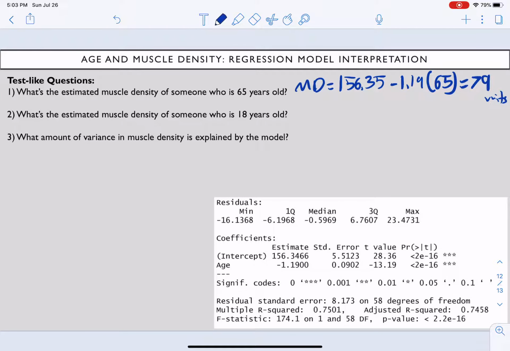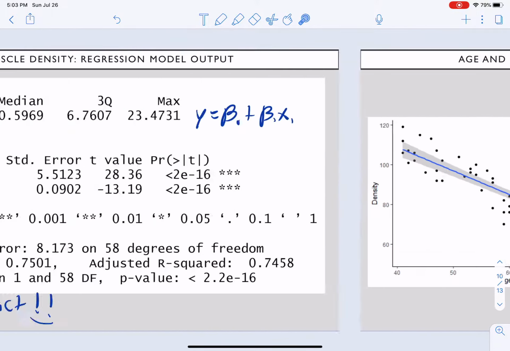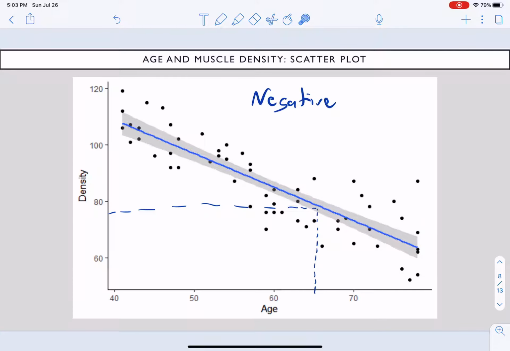So our predicted value, our estimated value for someone who's 65 years old is a muscle density of 79, okay? What would the estimated muscle density be for someone who's 18 years old? Okay, well, here's the deal. We could go in here and plug in 18 instead of 65. But do we have data? We don't even have data for people who are younger than 40, right?